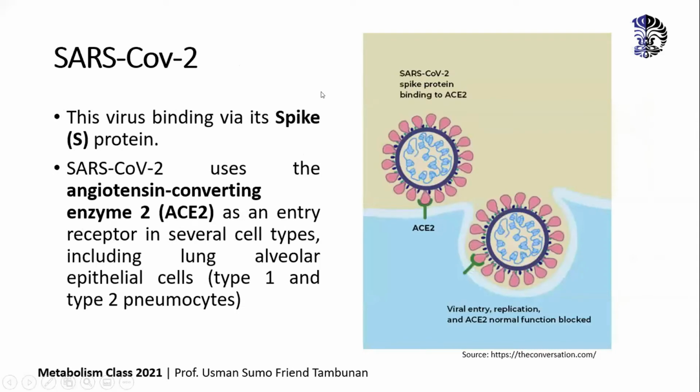Let's move to the SARS-CoV-2 virus. The SARS-CoV-2 virus is a kind of virus that binds via its spike protein. And this virus will use the angiotensin converting enzyme 2, or ACE2, as an entry receptor in several tissue sites, including lung alveolar epithelial cells.